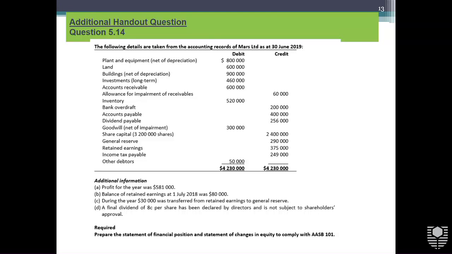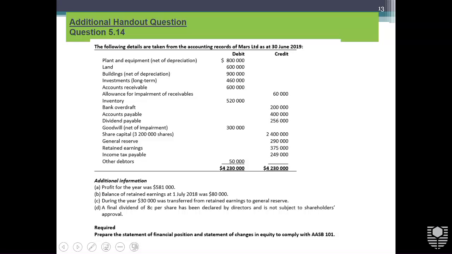Accounts receivable, so we know that's a current asset. Allowance for impairment of receivables, we need to minus that off there. That's a contra asset account, so that goes with your current assets. Inventory is a current asset. Bank overdraft, right, current liability. Your accounts payable and dividend payable are current liabilities. We've got goodwill, it's an intangible asset. Capital, so that's our equity, general reserve and retained earnings, equity. Income tax payable is a payable, so it's a current liability. Other debtors, we've got 50,000 in there as well, so they're other current assets.